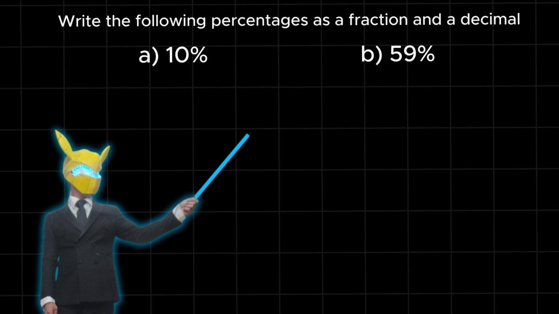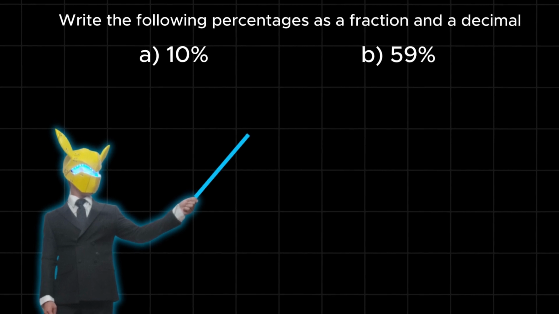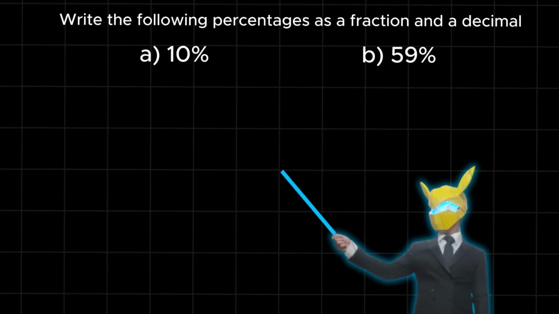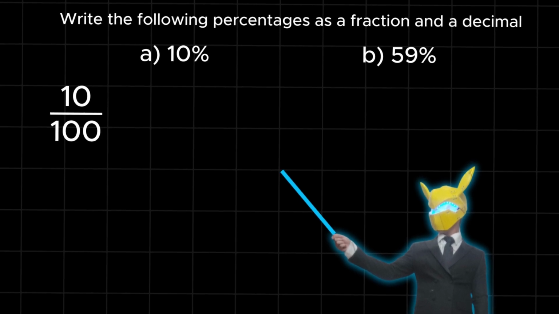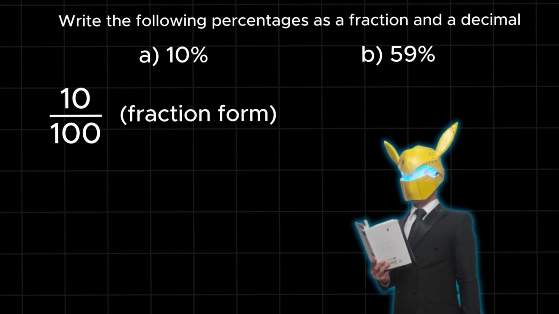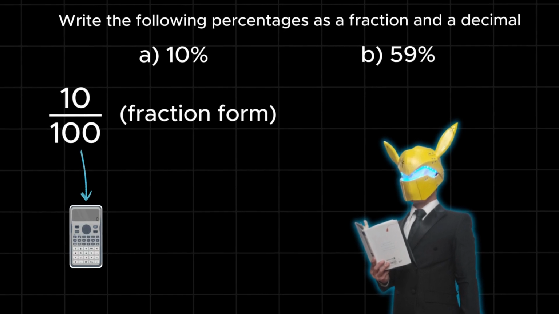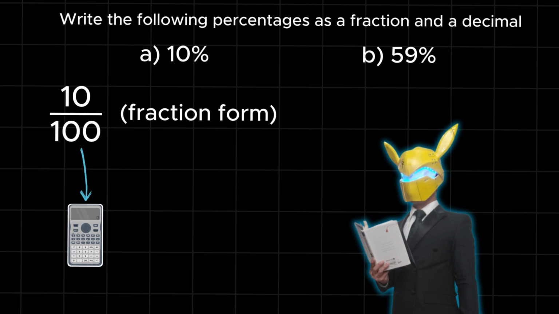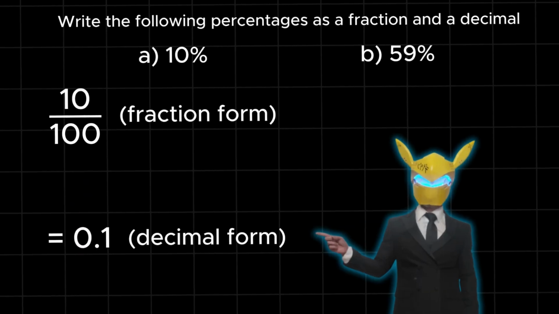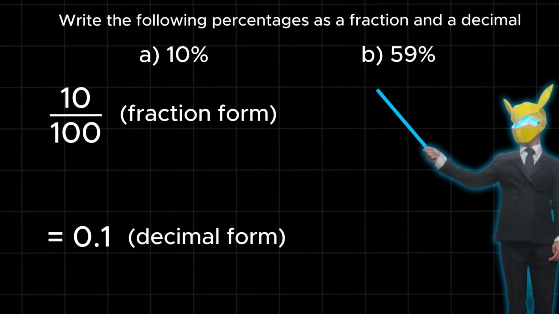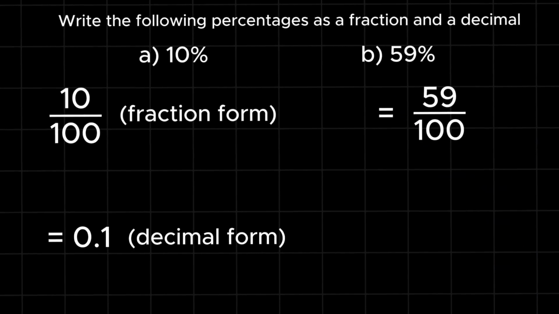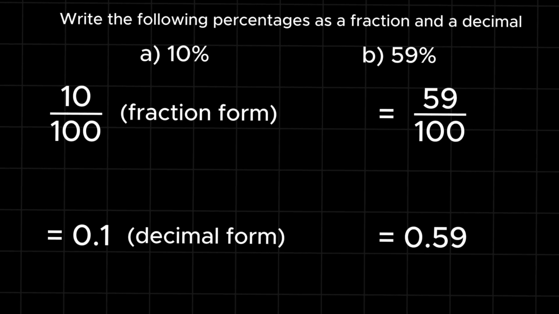Write the following percentages as a fraction and a decimal. 10%. To write it as a fraction, we take our number and divide it by 100, and that is our fraction form. To find the decimal, we can just type the fraction into a calculator. So for the decimal, we have 0.1. 59%. Write it as a fraction, that is 59 over 100, and as a decimal, 0.59.